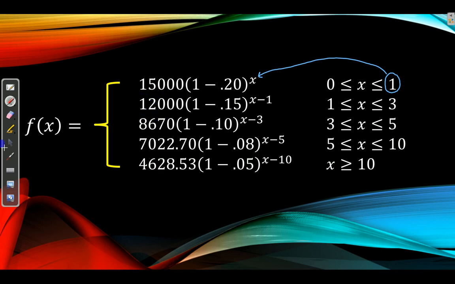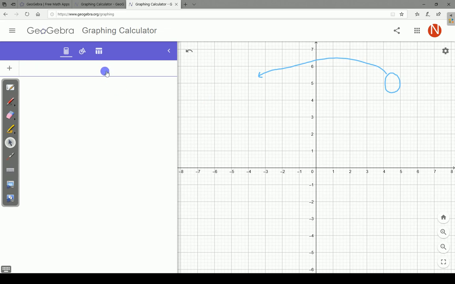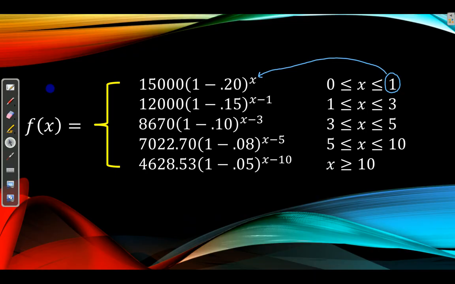So I'll show you how that works. I'm going to plug this into the first equation, so I'm going to go to GeoGebra. I'm going to type in 15,000, 1 minus 0.20, and I'm going to raise that to the power of 1. That is what the car is worth after 1 year. I'm going to hit enter, and you see it gives me 12,000. This value is my new starting value for my second equation. That's where I got the 12,000 from.